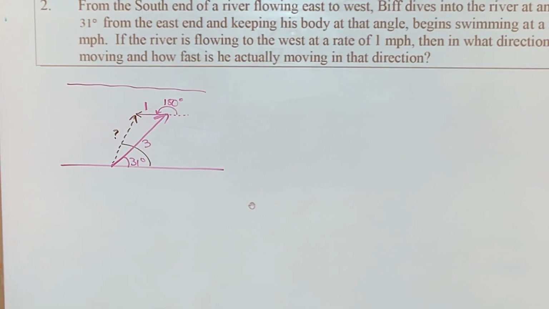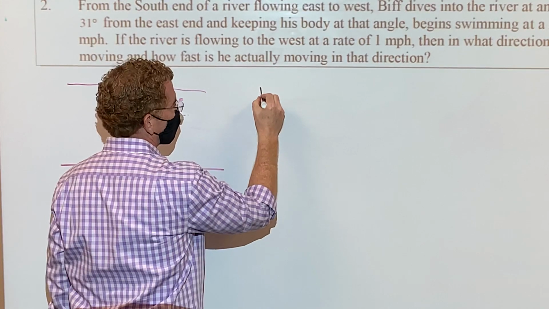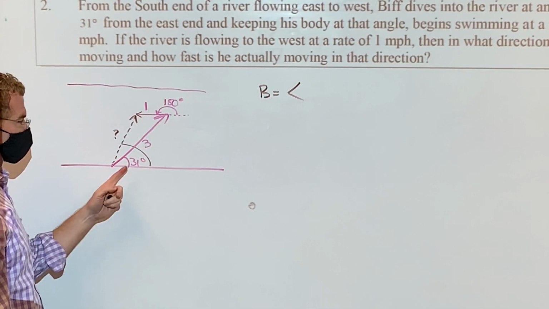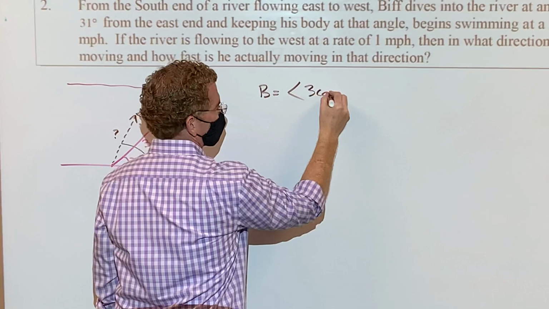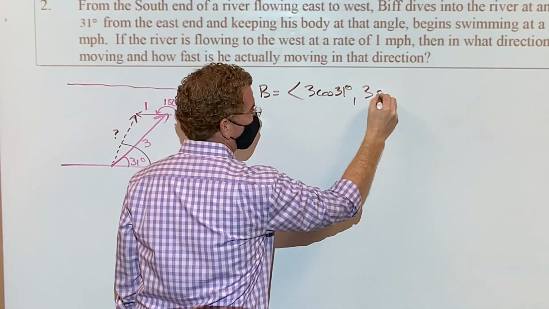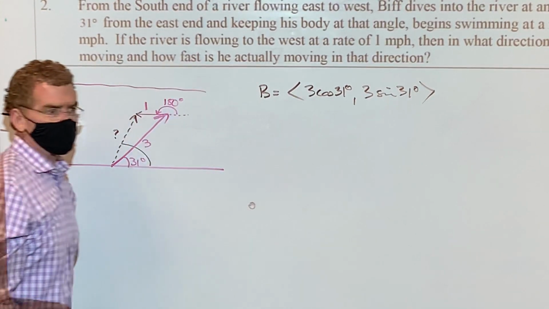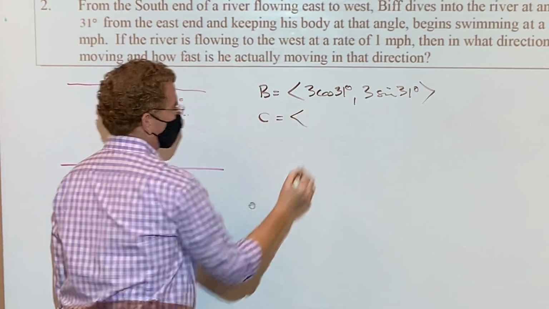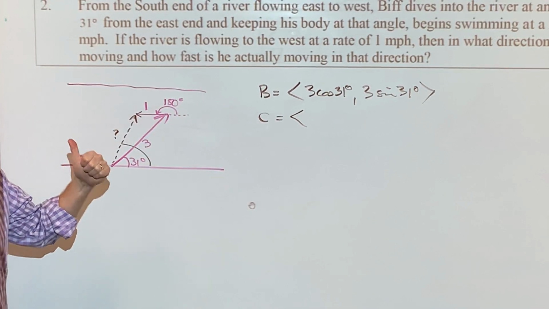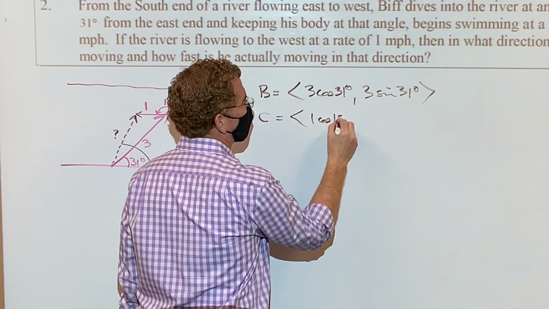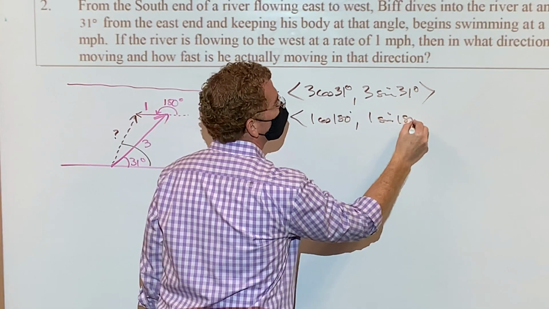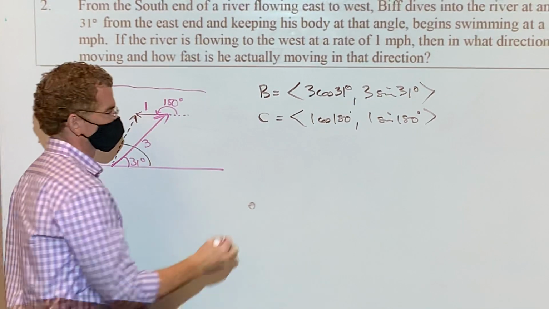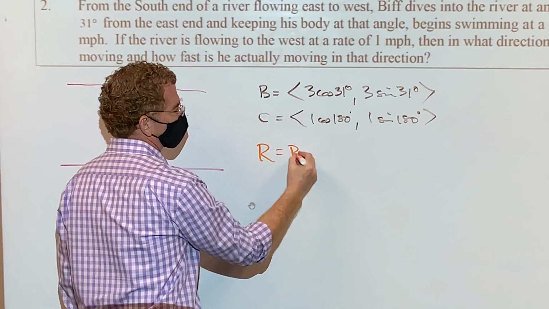So can I find the two vectors? Can I find the Biff vector? Yeah. The Biff vector would be what? What's the Biff vector? 3 cosine 31, comma 3 sine 31. Great, there's my Biff vector. Can I find the current vector? What's the current vector? 1 cosine, yeah, you don't need the 180. 1 sine 180. And then what would be the result of this? So the result is whatever the Biff plus the current is.